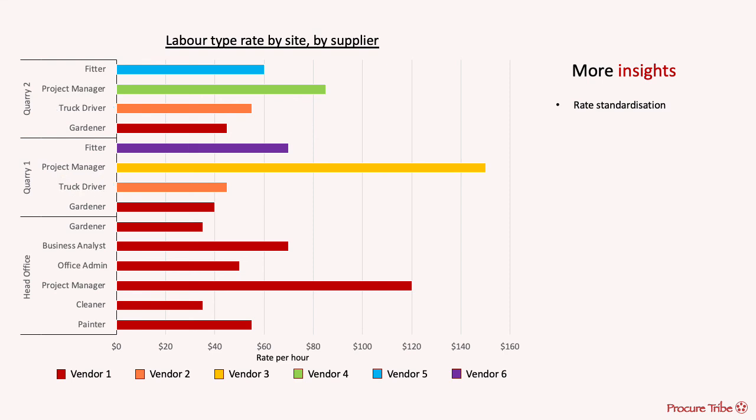There are also some opportunities to consolidate, spend with fewer vendors and negotiate a better rate. We could aggregate suppliers across the 2 quarries for fitters, and then also across the 3 vendors for project managers. There could be good reasons for these differences. However, you can't ignore these early insights, and they certainly warrant further investigation.